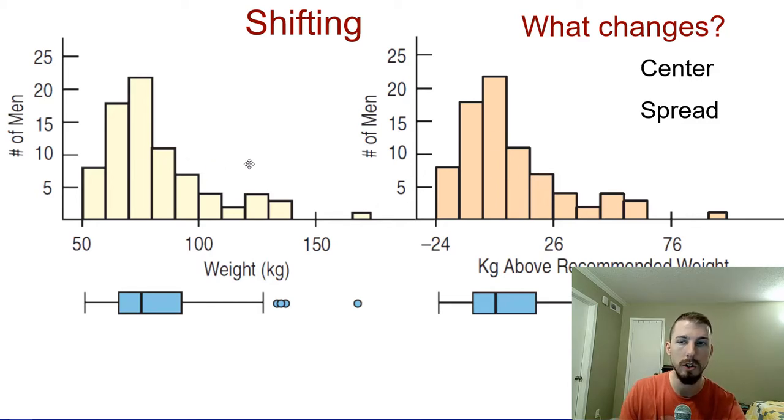So when we shift something, the center would change. Any statistic, like the quartiles or the percentages, anything that measures a point, is going to be shifted. Anything that measures spread, like range, IQR, or standard deviation, is going to remain unchanged, because it's still the same width in the range and the interquartile range or standard deviation. It's just that all the values have been shifted.